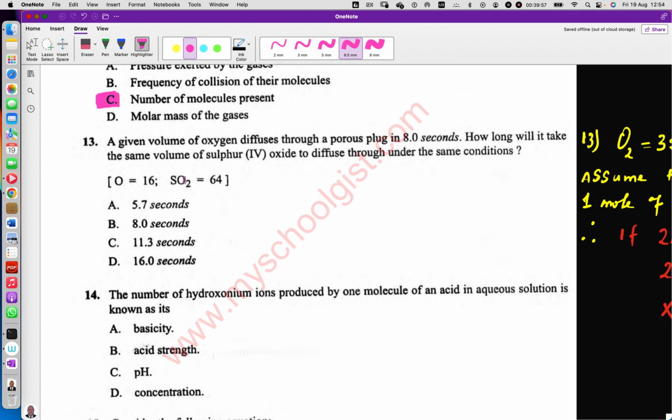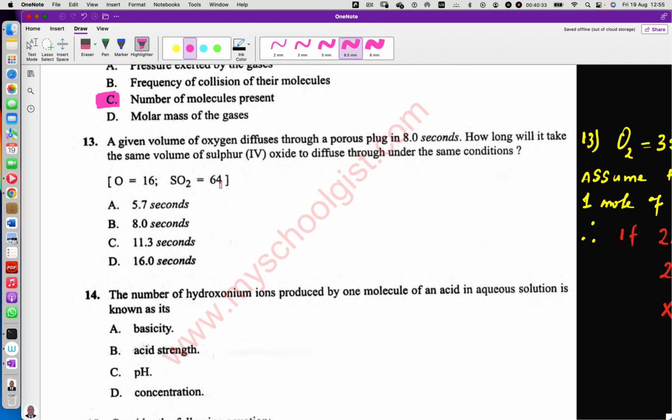Okay, there are two gases. We have oxygen and we have sulfur dioxide. It's a simple thing we have to do. Oxygen is 16, but oxygen is diatomic. That's why the examiner is being tricky. He did not put the O2 to be 32. So oxygen is diatomic, so it is 16 times 2, which is 32. But sulfur dioxide is 64.